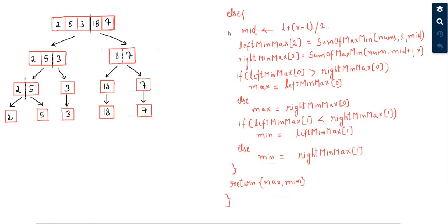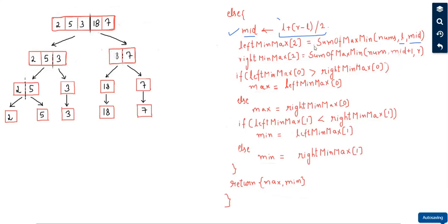In that case, we divide that array at the middle point. So here, we are calculating the middle point of the array starting from index L and ending at index R. We call the function sum of max min recursively for the left array, that is starting from L going up until mid, and for the right sub array.